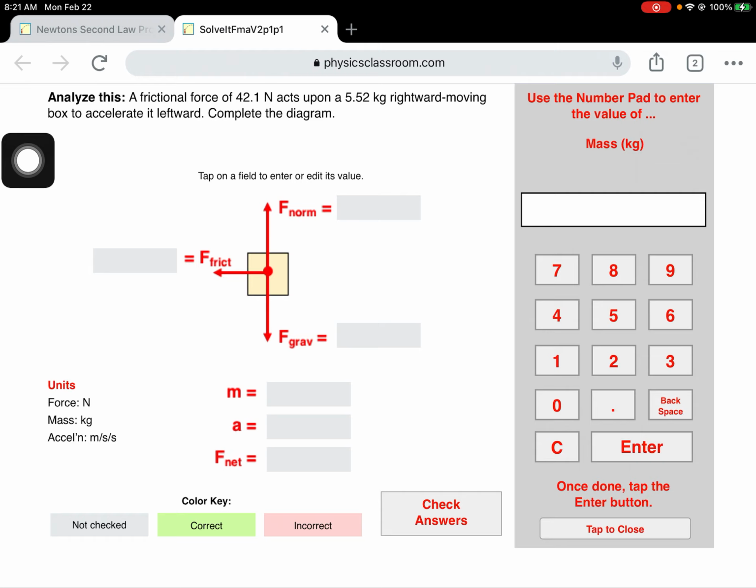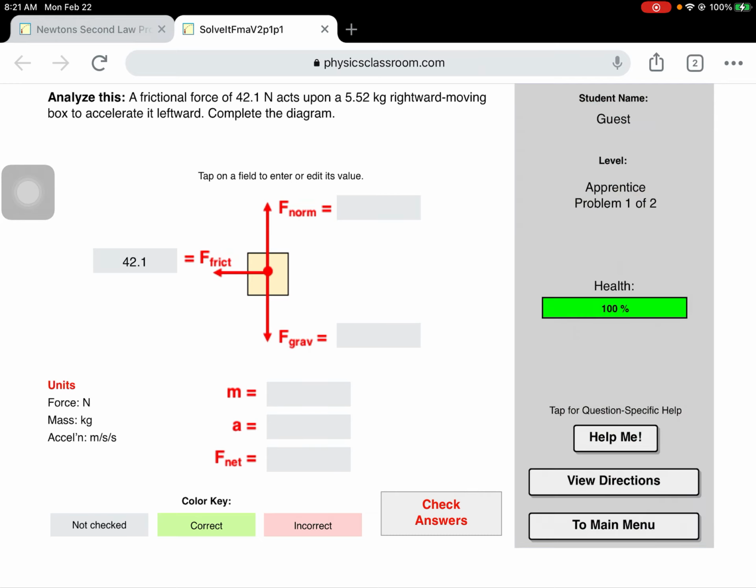All right, so let's figure out how to solve these problems. If you're struggling with these, first of all, just write down everything you know. So if it says there's a frictional force of 42.1 newtons, that's that frictional force. So you just type that in, 42.1. That's it. That's all you got to do.